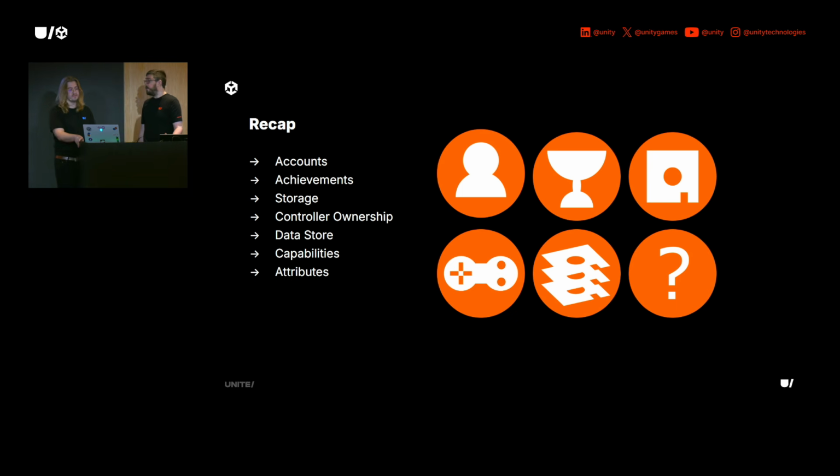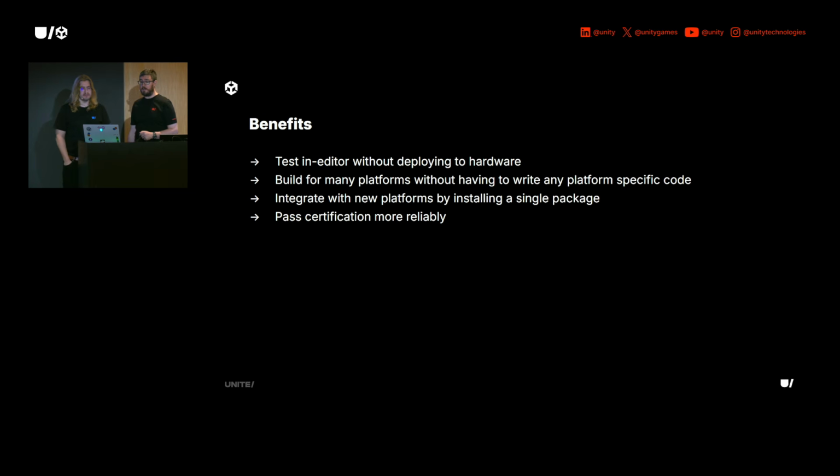So that's a look at how all of the main features of Platform Toolkit are going to work. That's accounts, achievements, saving, input ownership, data store capabilities, all working across all of our platforms. Just install the platform support package and away you go. All working in the editor without ever having to deploy to a device. With Platform Toolkit, it's now possible to write and test games that handle user accounts, save games, achievements, etc., without ever deploying to a dev kit or a phone.